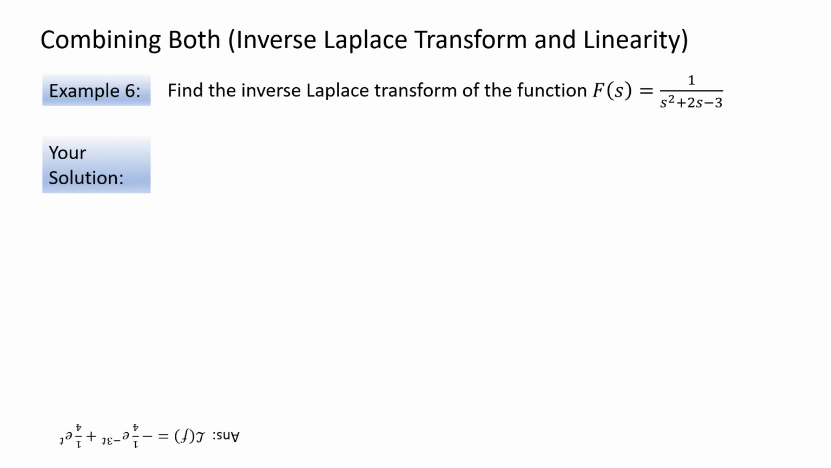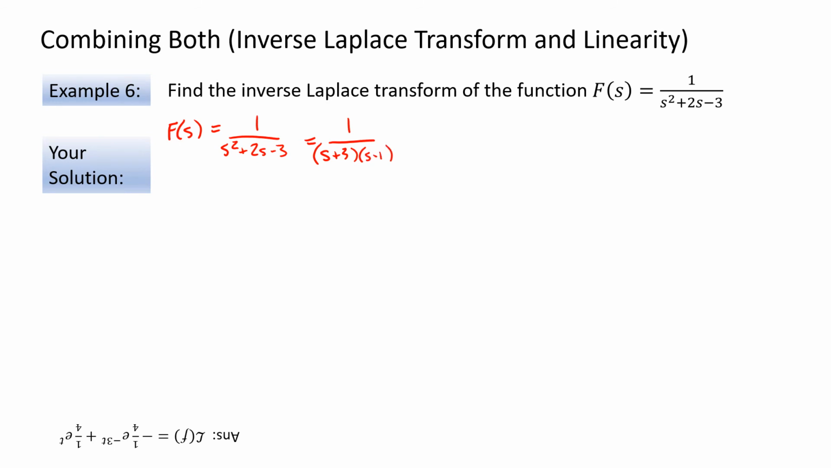So in this example, we have f of s is equal to 1 divided by s squared plus 2s minus 3. And you can actually factor the denominator because positive 3 and negative 1 multiply to negative 3, and they add to positive 2. So you can factor this as 1 divided by s plus 3 and s minus 1.